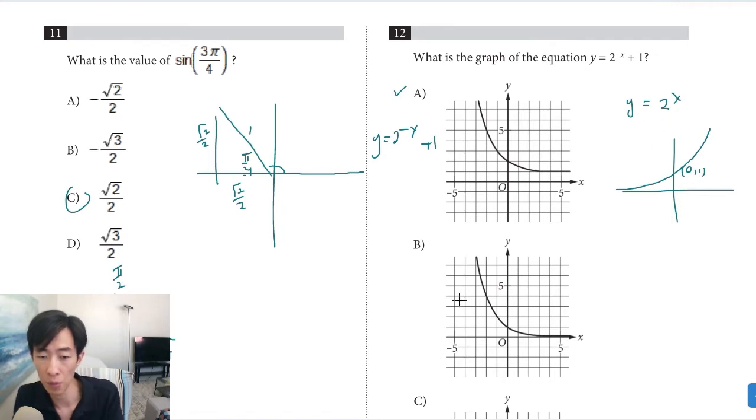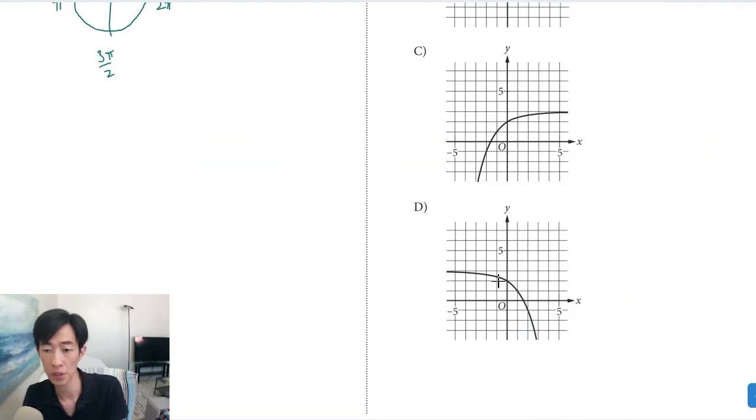Notice choice B, what they do here. This is also flipped over the y-axis, so this is going to be y equals 2 to the negative x. It still crosses at 0, 1, so there's no need to do any other math, and so this is the equation for choice B.